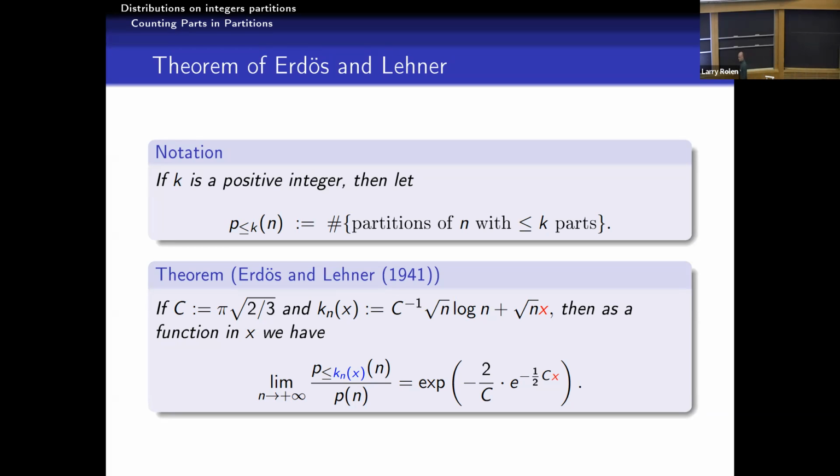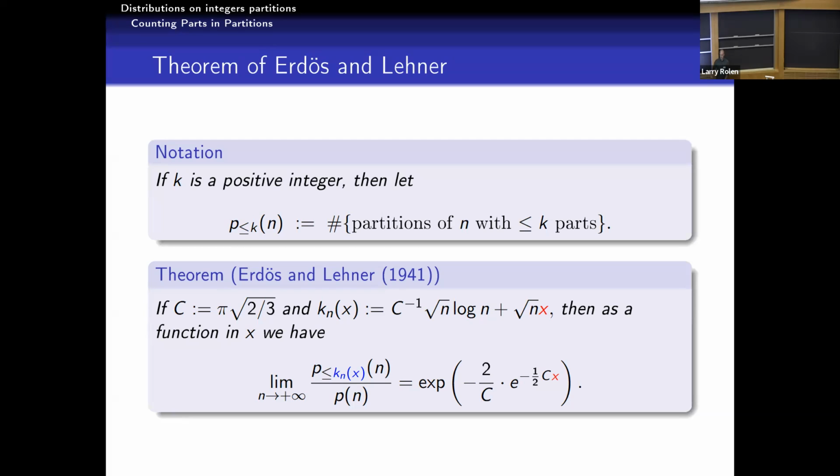So for a fixed parameter k here, we're looking at the proportion of partitions with less than or equal to k parts, and that proportion is given by this distribution.